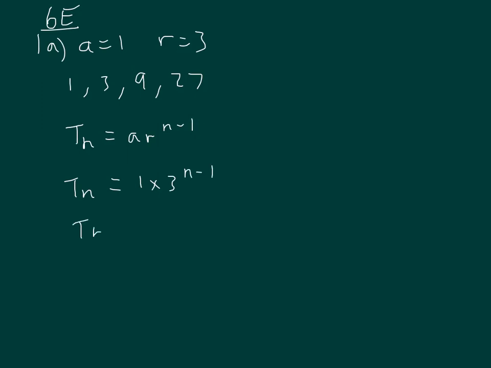So Tn equals 3 to the n minus 1. Okay. Let's now have a look at 6E, question 2, let's do 2A. 2A says find T3 on T2 and T2 on T1 to test whether each sequence is a GP. If it is, write down the common ratio, find T6, then find a formula for the nth term. Okay, let's start with A.